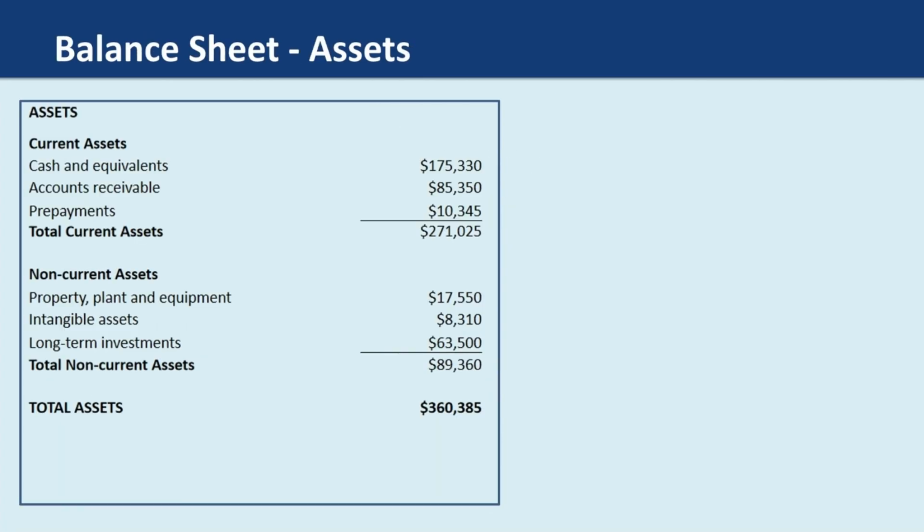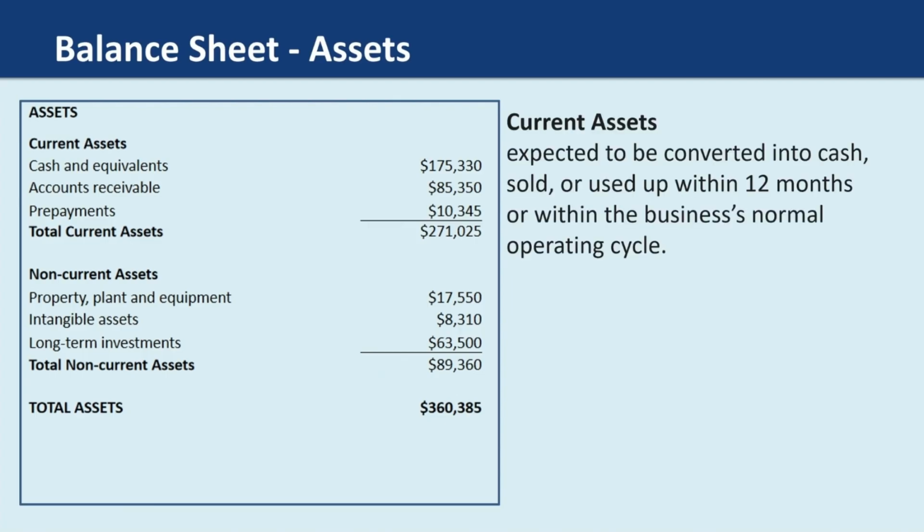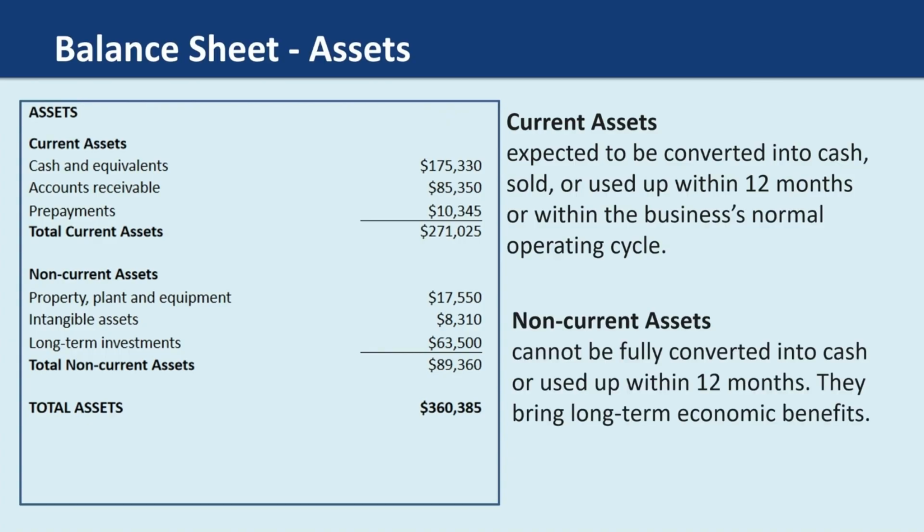Assets are what the company owns or uses to make money. It has current assets and non-current assets. Current assets are the type of assets that are expected to be converted into cash, sold, or used up within 12 months or within the business normal operating cycle. For example, cash and cash equivalents, accounts receivable, inventory, prepayments, short-term investments, and other receivables.